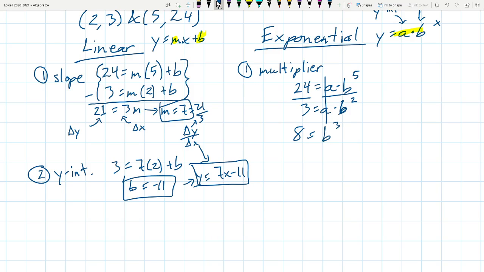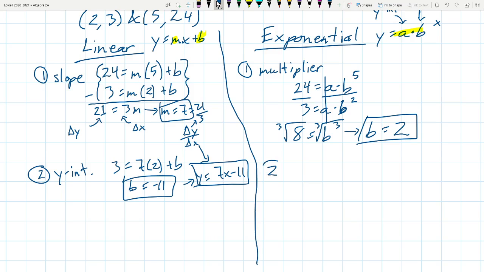The last part is I just need to take the cube root of both sides to figure out what b is. That leaves you with b equal to 2, our multiplier. Just be careful here. We're so used to saying b is our y-intercept, but in the case of the exponential function, that's actually the multiplier or the growth. It does kind of suck that they use the same letter.